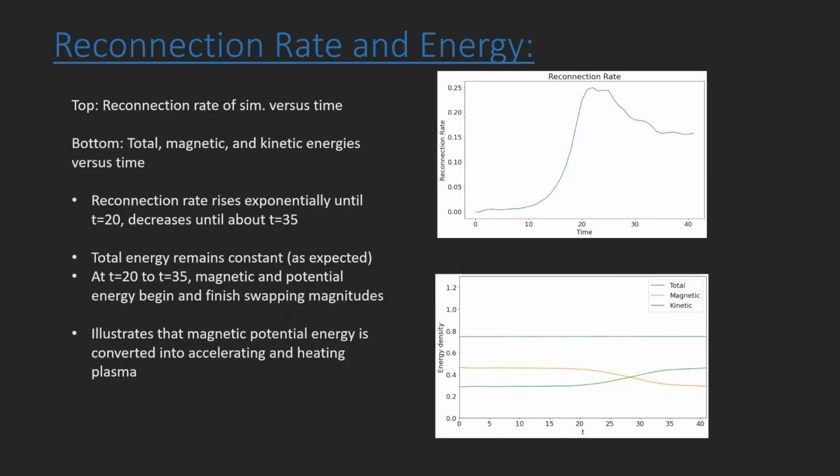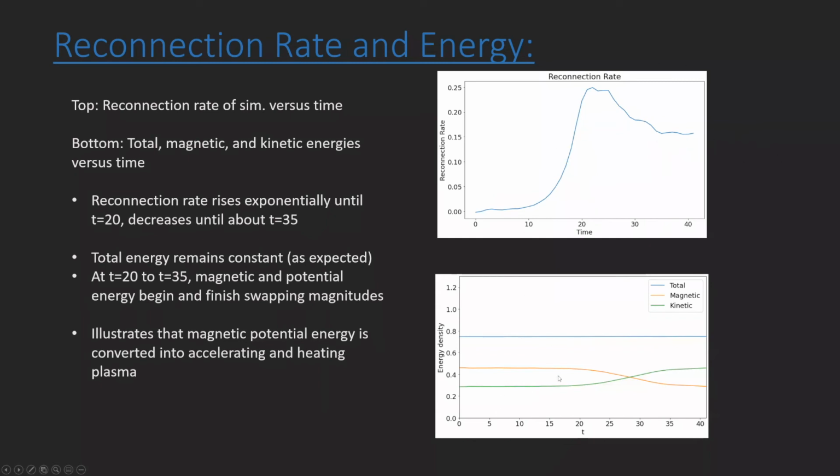And we can see that further with these plots here. The top plot is the reconnection rate of the simulation, so the rate at which reconnection is happening. And then the bottom plot is both the total magnetic and kinetic energies plotted over the time of the simulation. In the time plot, we see it's rising almost exponentially up until about t equals 20 in the simulation. And then it starts decreasing until about t equals 35, and then it plateaus and just runs flat.